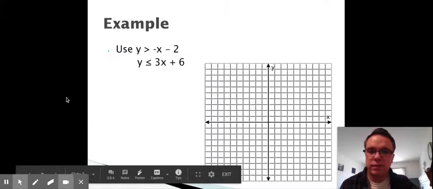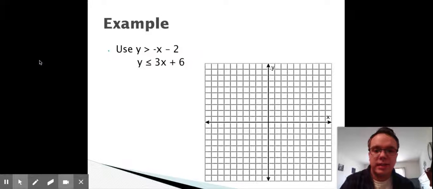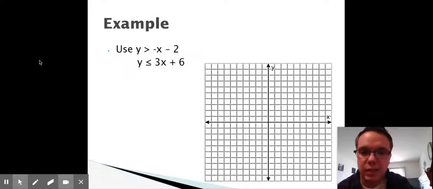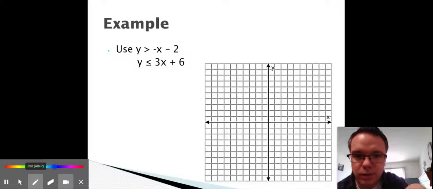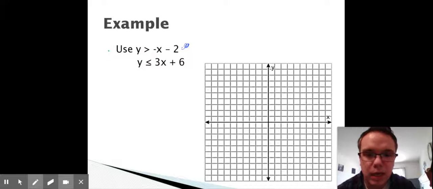All right, so here's our first example. Our first example is y is greater than negative x minus 2, and y is less than or equal to 3x plus 6. So I'm going to use blue for the first line. So this line I'm going to make blue. So y is solved for. So what we're going to do is start at our b, which is negative 2, so 0, negative 2, and we're going to write a dot. And then since our slope is negative 1, we're going to go down 1 over 1.